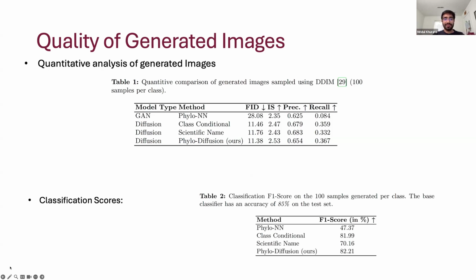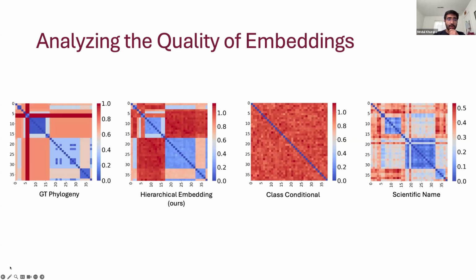We also report classification scores of generated images using a separately trained classifier. And the aim is to verify that the generated images capture essential phylogenetic information and are able to generate morphologically correct images. And we can see that PhyloDiffusion outperforms the baselines for generating the correct morphology of the particular animal images.